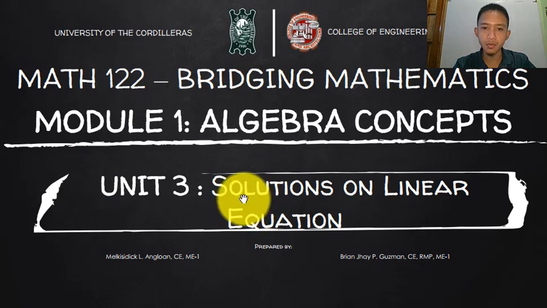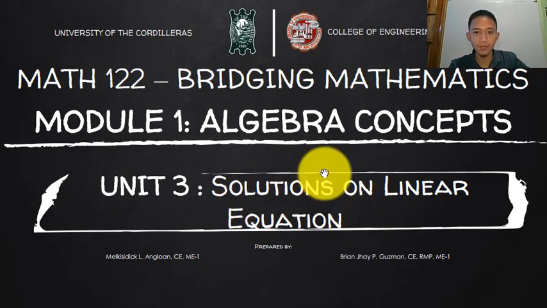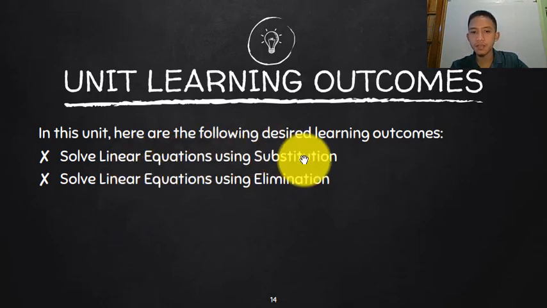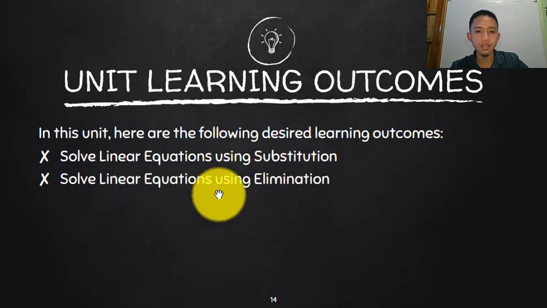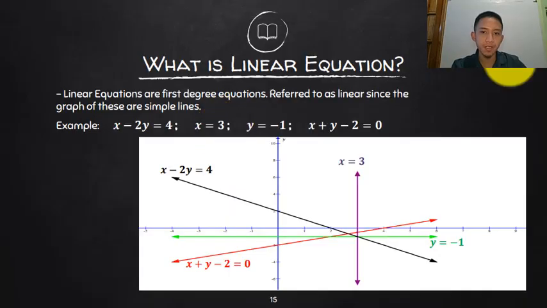Okay, in this unit 3 you will be discussing your solutions of linear equations. So this is the unit learning outcome for this unit 3. First is for you to solve linear equations using substitution, and then for you to solve linear equations using the other method, which is elimination. Okay, so first, what is a linear equation?